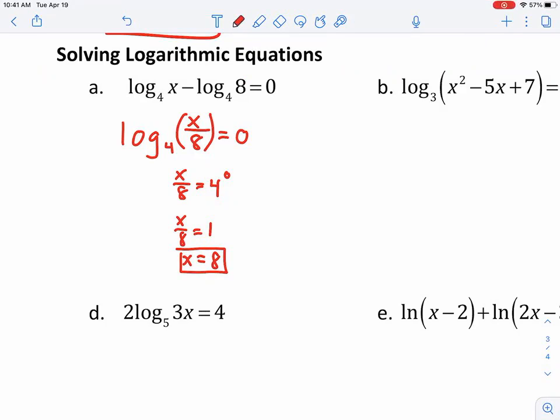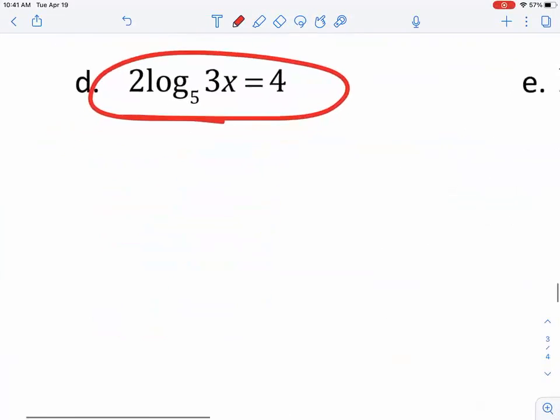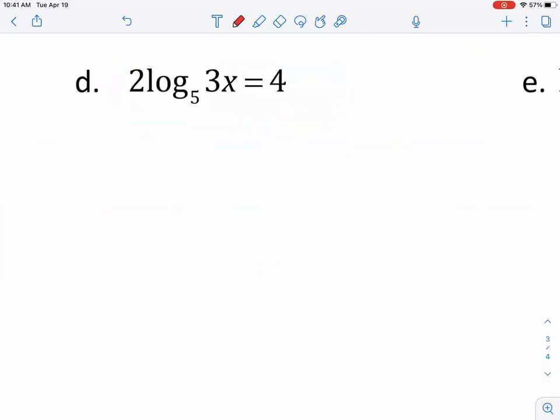All right, let's try D here, okay? So to try this one, first, I cannot put it into exponential form right away. I have to get the log part by itself first. So I'm going to first have to divide both sides by 2. And I get log base 5 of 3x is equal to 2. Okay, I divided both sides by 2 there.